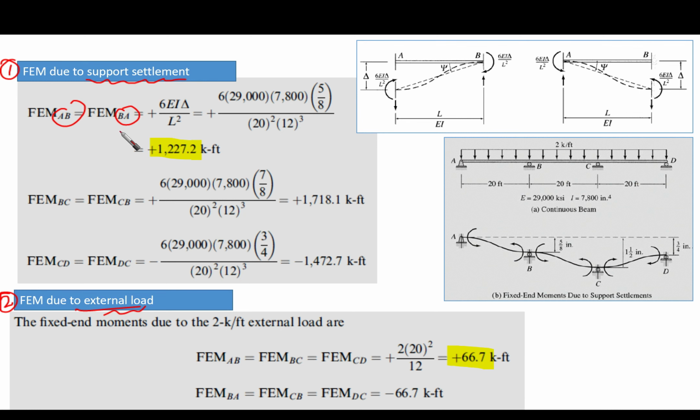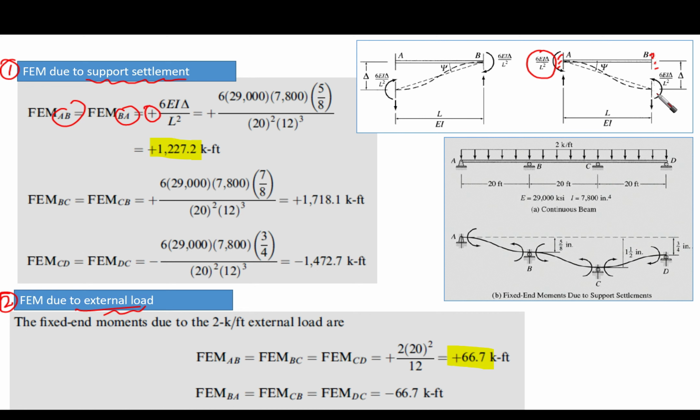If you remember what we explained in the previous example, for AB, here we have AB. The settlement is actually not at A, it is at B. So we are using this formula. If we're talking about A and B, the fixed end moment at A is going to be 6EI over L squared, and it is going to be counterclockwise. So this means that it is positive.